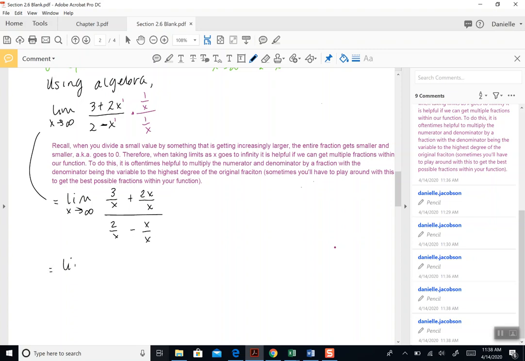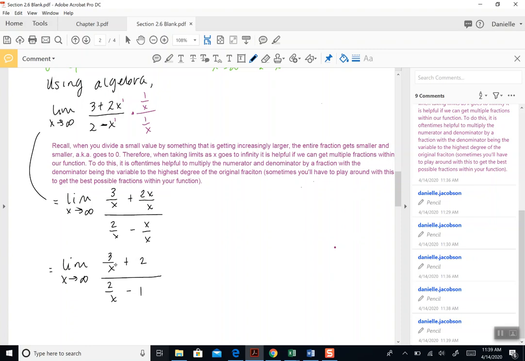Doing some simplification here, I have the limit as x goes to infinity of 3 over x plus 2x over x, which is just 2, all divided by 2 over x minus x over x, which is just 1. All right, so when I see this personally, I'm like, oh yes, I've taken good moves because I know the limit of any constant, for example, 2 and negative 1, is always going to be that constant. That means I can absolutely calculate that limit. It's not an indeterminate form anymore.